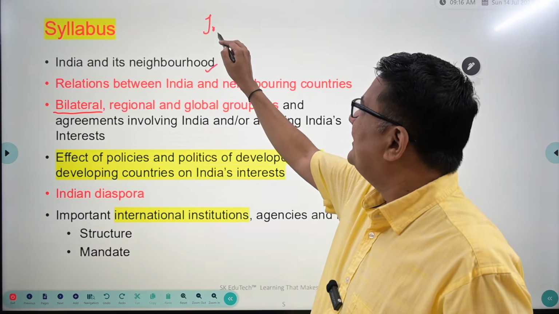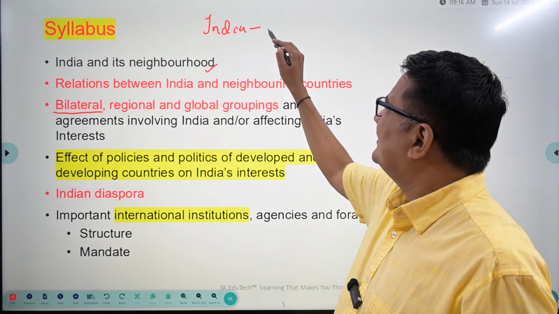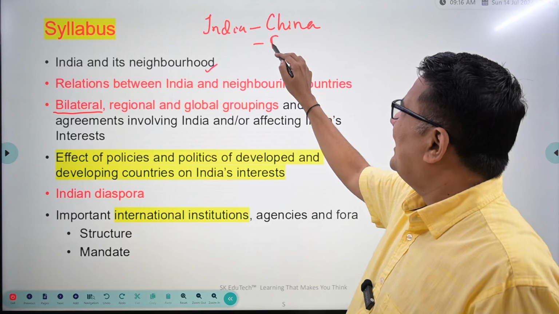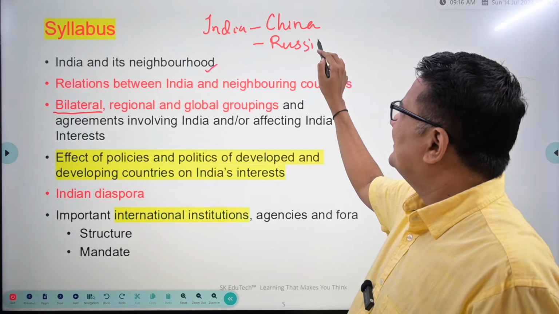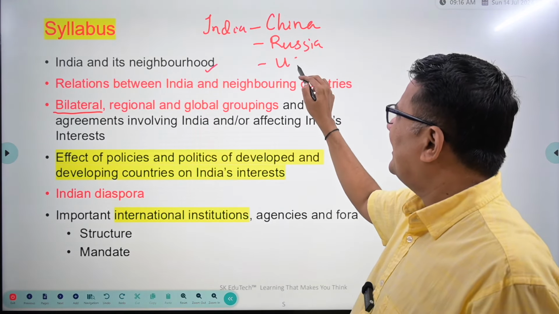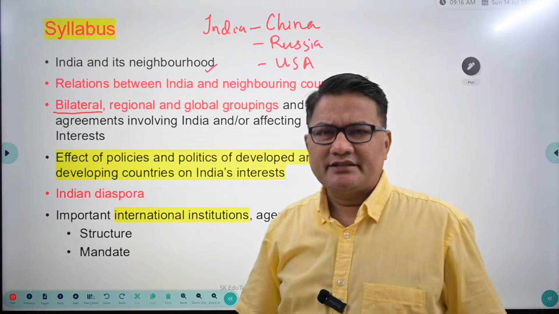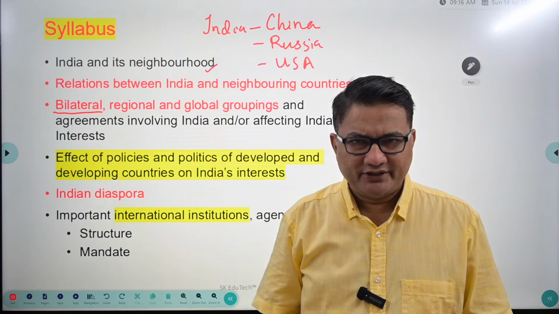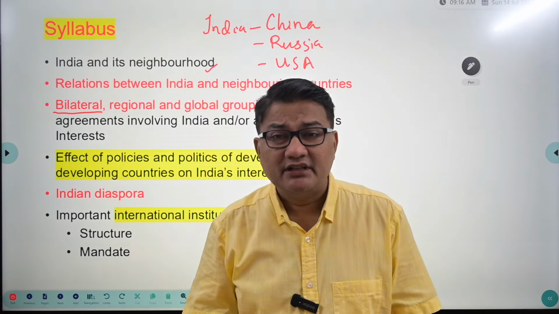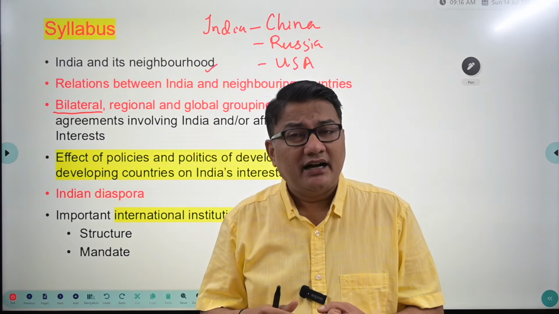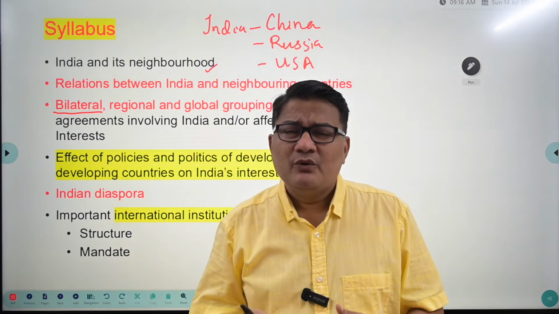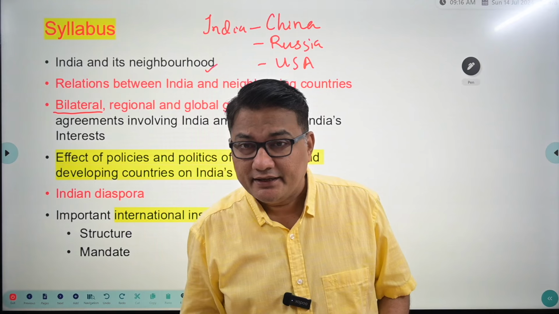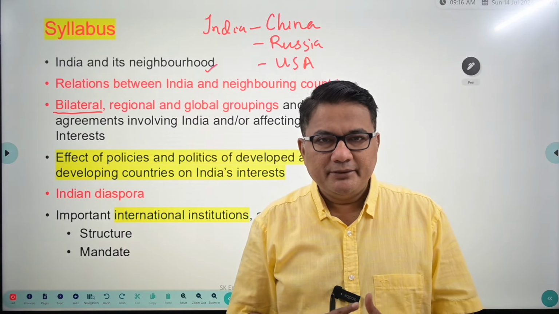Bilateral relations mean India and any other country, say for example China, or India and its relation with Russia, or India and its relation with the United States of America, and so on. Or regional and global groupings. For example, we are supposed to discuss institutions like SAARC, ASEAN, European Union. What are the reasons for their success? What are the reasons for their failure, if there are any? And what are the ways for improvement?